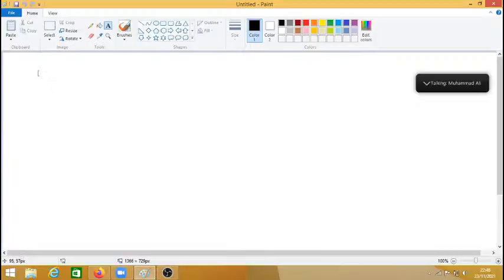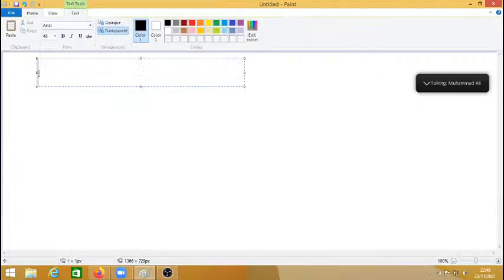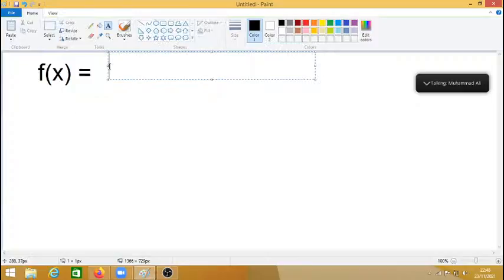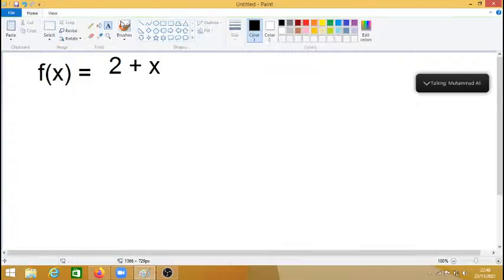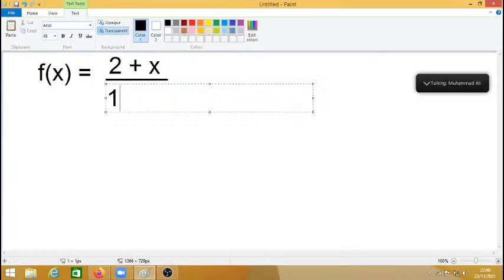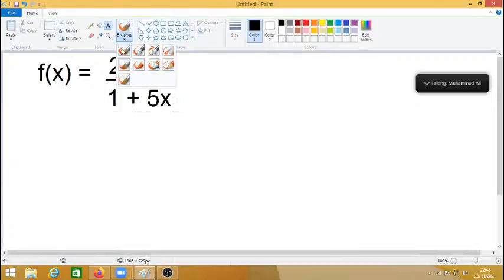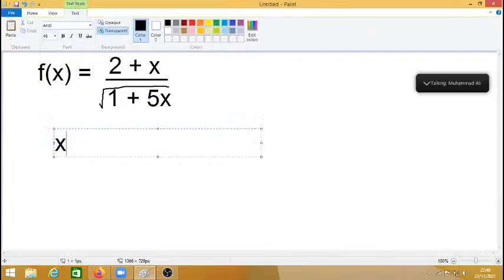This is an example of binomial expansion with a double bracket. So we have example 4, if you're following the book. A function of x is equal to a fraction, 2 plus x over the square root of 1 plus 5x. So far it should look pretty good, and we want to expand this, but the question says we only want the x squared term. Find the x squared term.